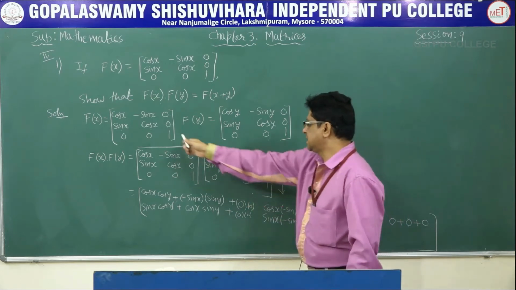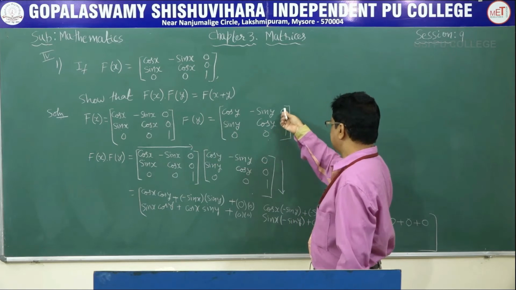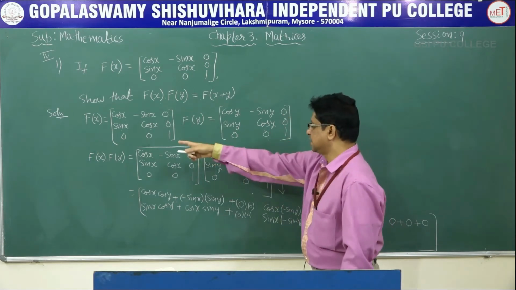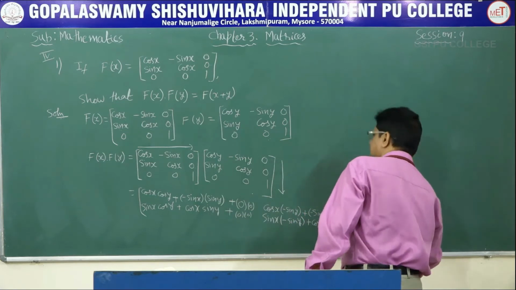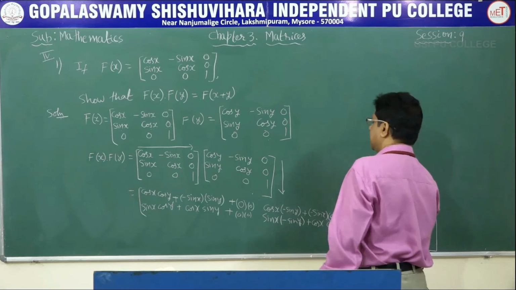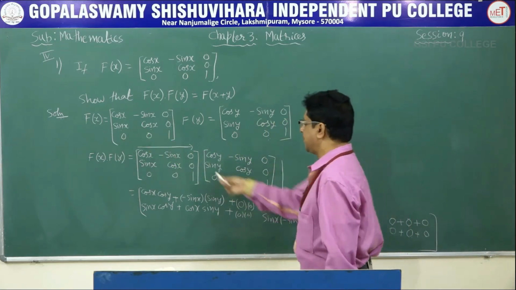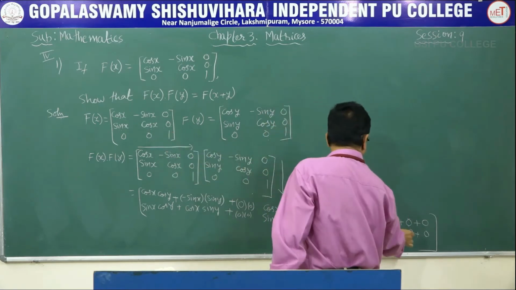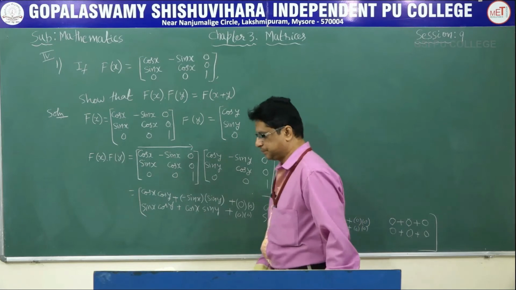Next element is second row into third column, that is cos x into 0 plus 0 into 1. That is sin x into 0 is 0, plus cos x into 0 is 0, plus 0 into 1 is 0.